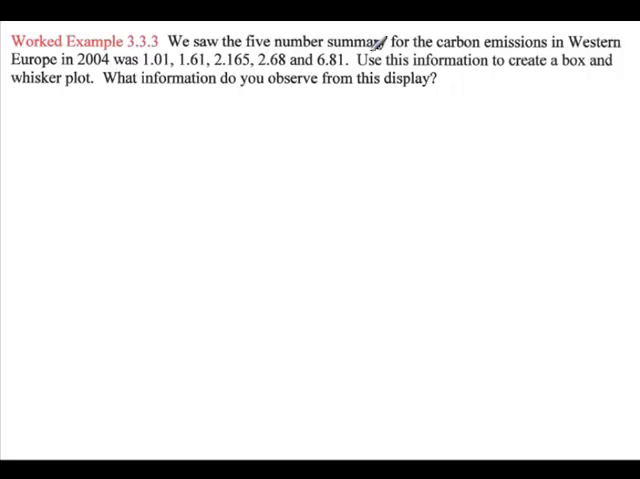We saw the 5-number summary for the carbon emissions in Western Europe, 2004, given in the previous exercise. So we have this 5-number summary, and we want to use this information to create a box and whisker plot.